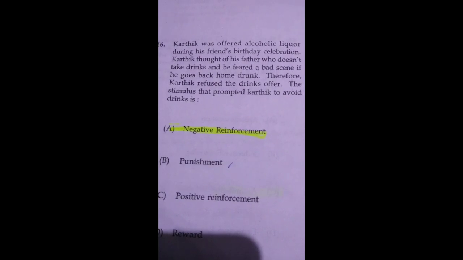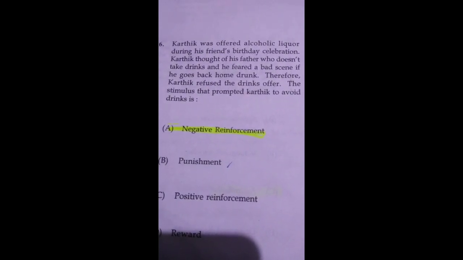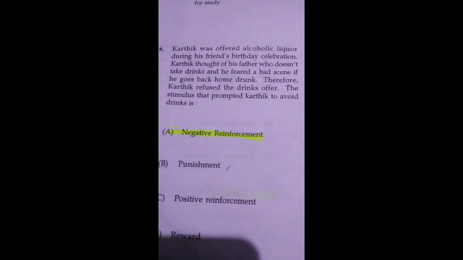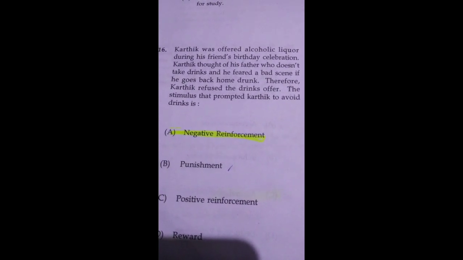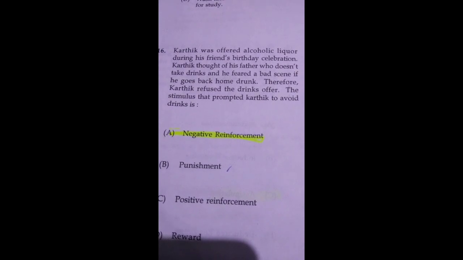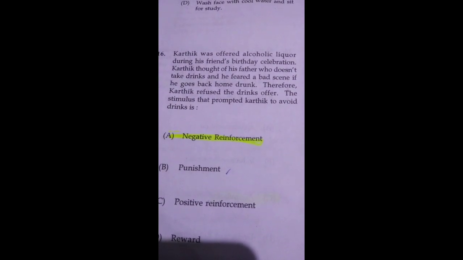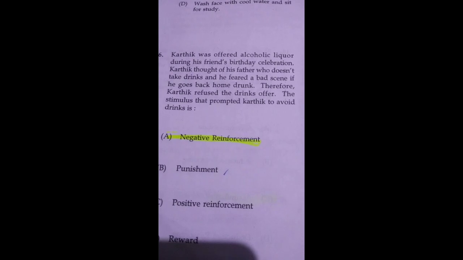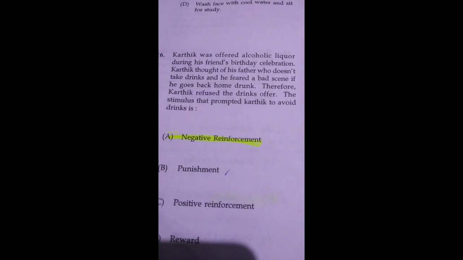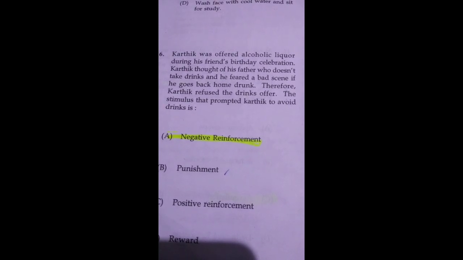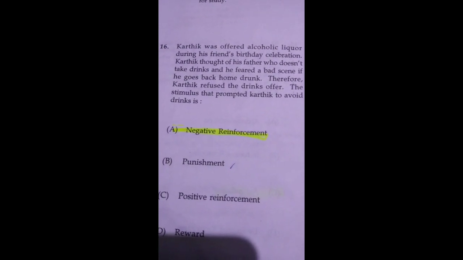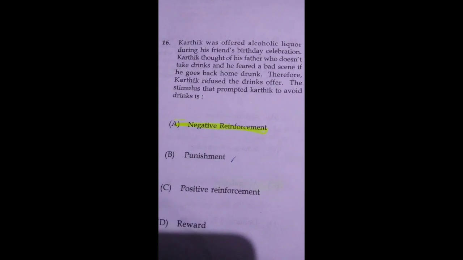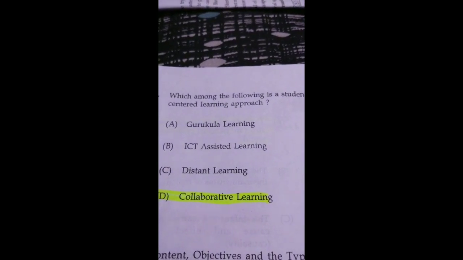Karthik was offered alcoholic liquor during his friend's birthday celebration. Karthik thought of his father who doesn't take drinks. He feared a bad scene if he goes back home drunk. Therefore, Karthik refused the drink offer. The stimulus that prompted Karthik to avoid drink is negative reinforcement, punishment, positive reinforcement, or reward? Answer is negative reinforcement.